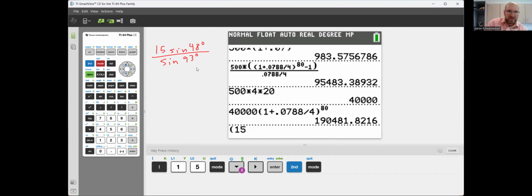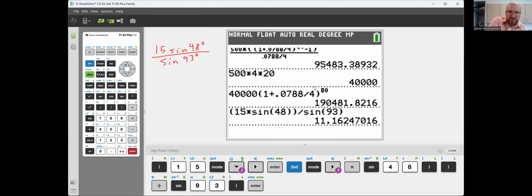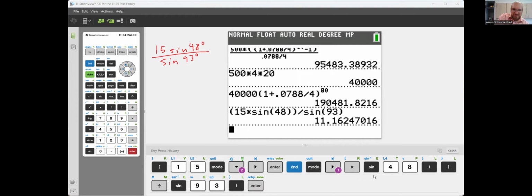So I'm going to do my numerator, my 15 sine 48, I'm going to put in parentheses. But I need to hit 15 times sine 48. I close my parentheses on the sine and the 15, and I can divide by sine 93, and that gives me 11.16. So that says my length of my side of the triangle is 11.16.